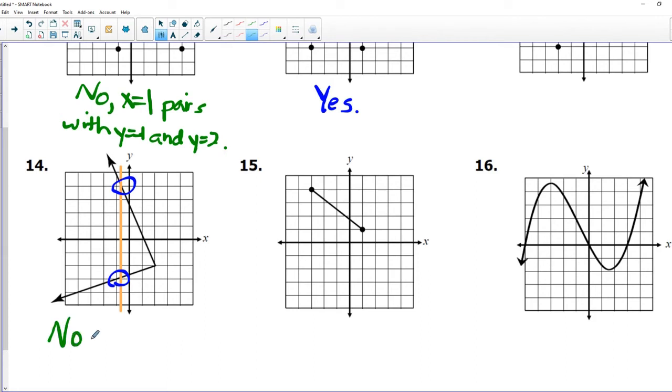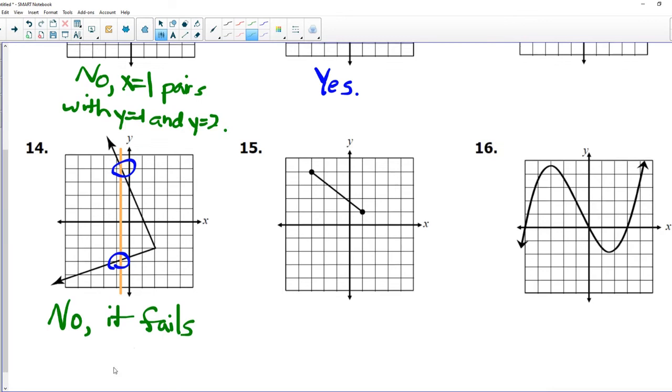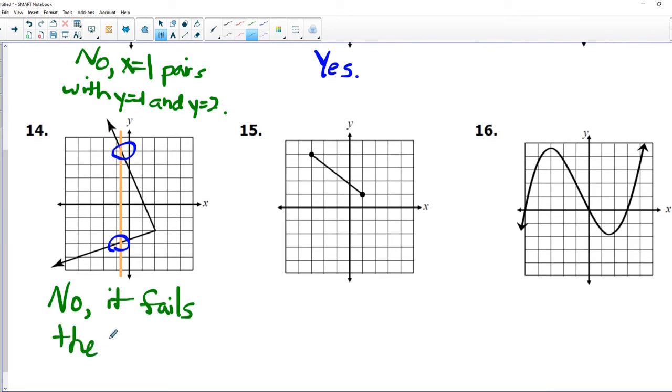An acceptable way of saying it is it fails the vertical line test. Sometimes we abbreviate the vertical line test as VLT. And we know now that failing the vertical line test means it touches a vertical line more than once. Number 15, as we drag, it only touches once at any moment. So that is a yes, that is a function.